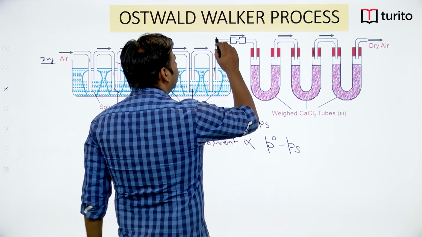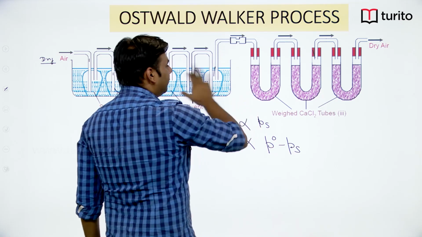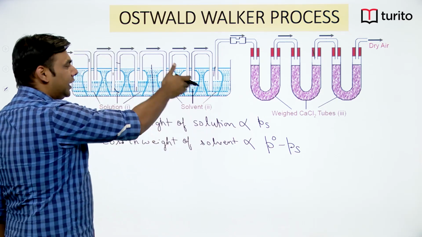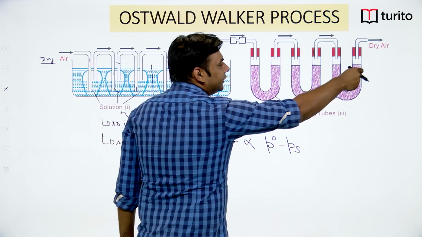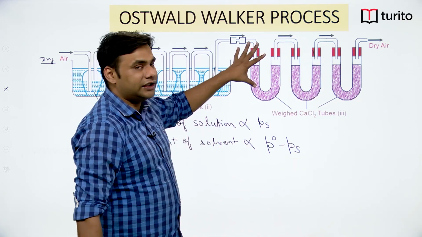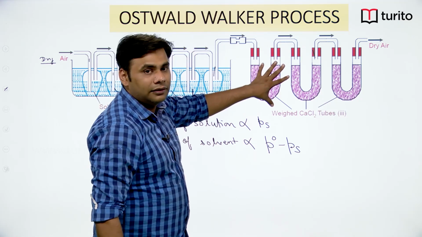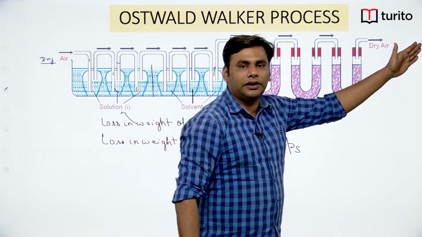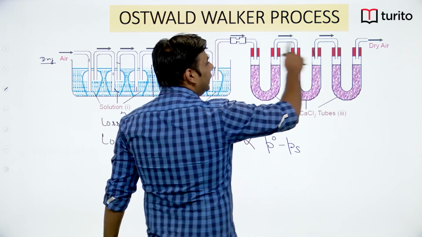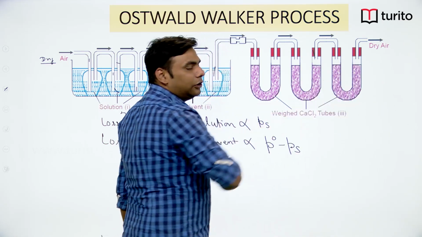So when the dry air, which has become moist after passing through the solution and the solvent chamber, passes through the calcium chloride tube, all the moisture that it absorbed would be absorbed over here. So the air which would be finally coming out is dry. So what will happen? The weight of the overall calcium chloride tubes will increase.